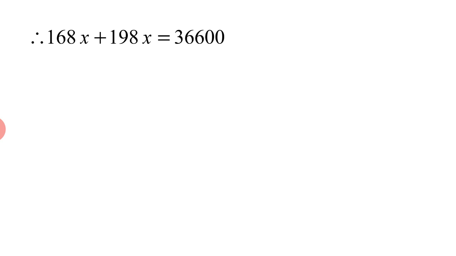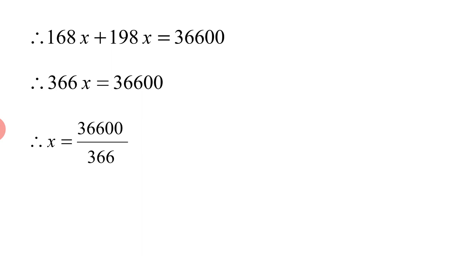For writing, you can use the statement form or you can put it in tabular form, whichever way is easy for you. The equation we have obtained is 168x plus 198x is equal to 36,600. Now 168x plus 198x will be 366x is equal to 36,600. Dividing both sides by 366, we get x is equal to 100. It is a very easy calculation, you can see.